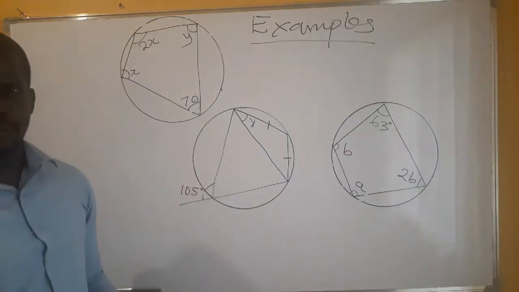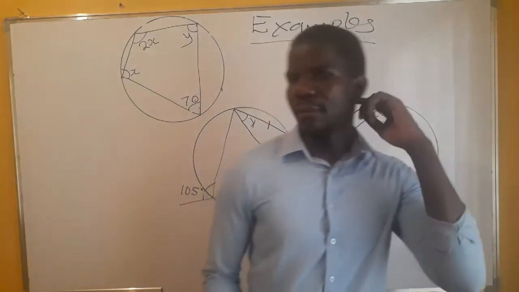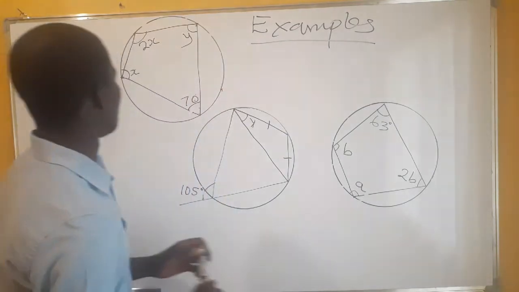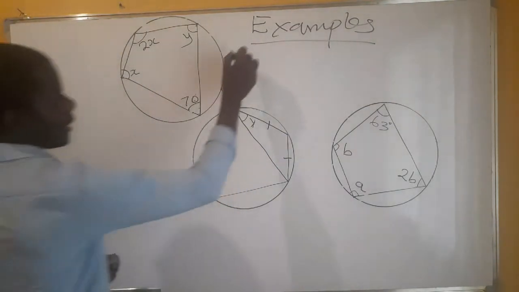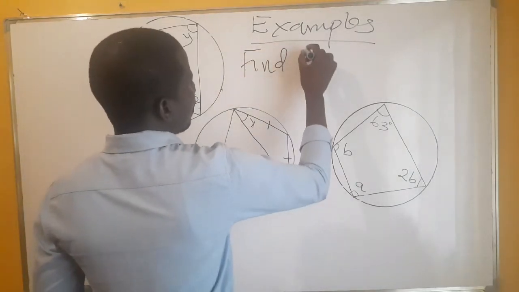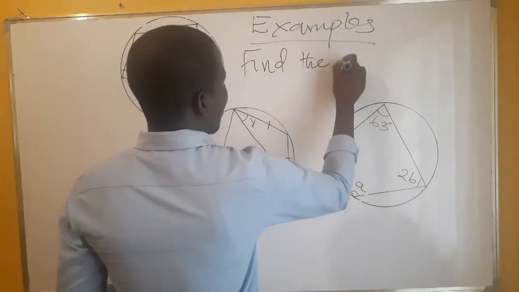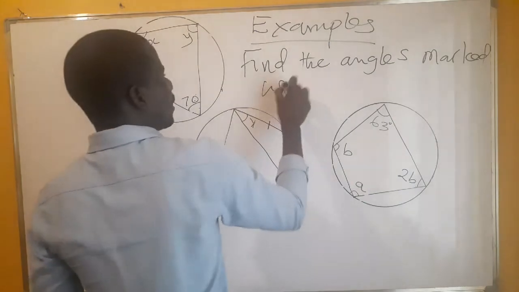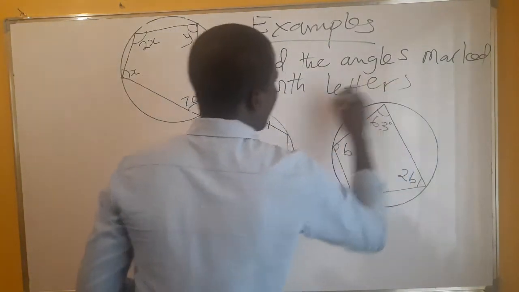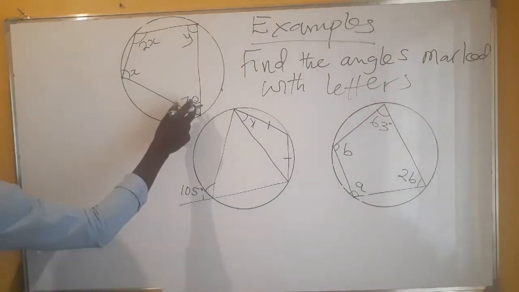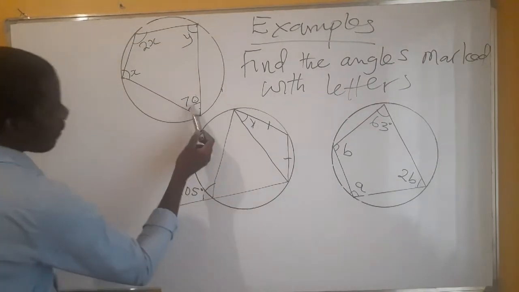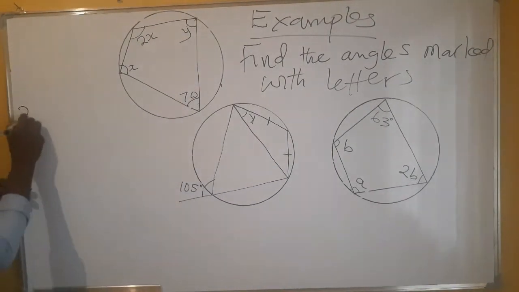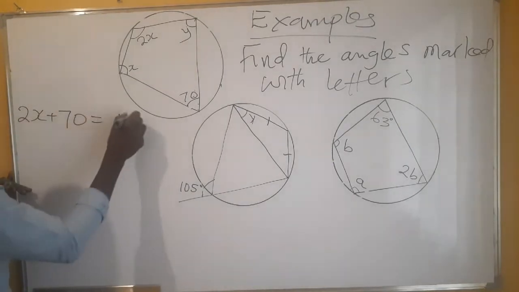Let's look at these examples. We remember the theorems that we talked about. So in these examples, the question is: find the angles marked with letters. So the first one is this one here. What did we say? Opposite angles in a cyclic quadrilateral add up to 180. So we are saying 2x plus 70, they should give us 180.